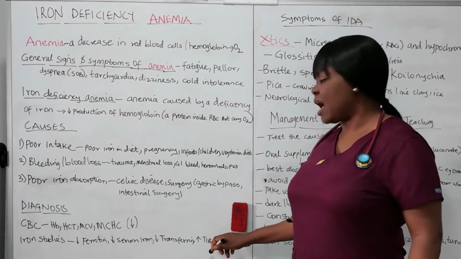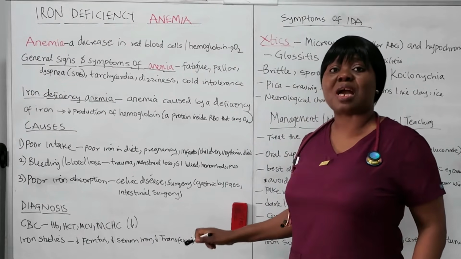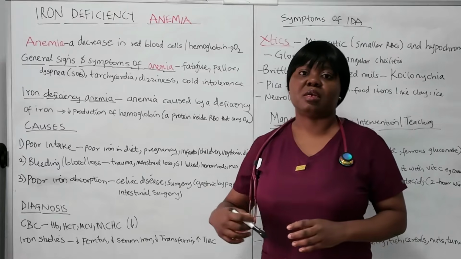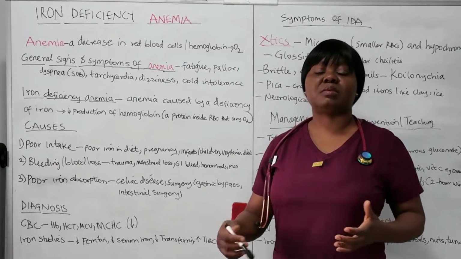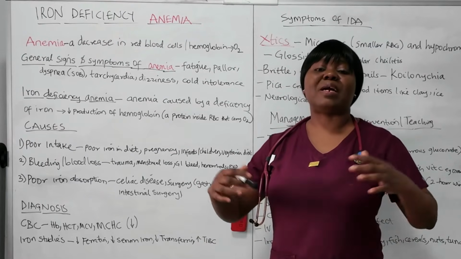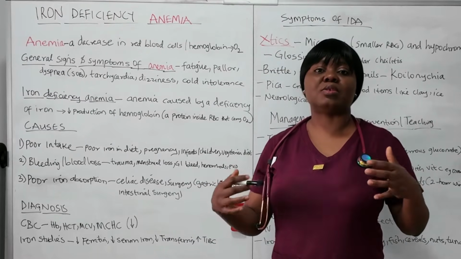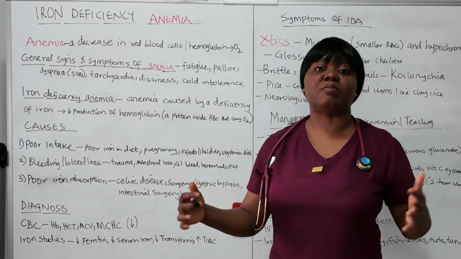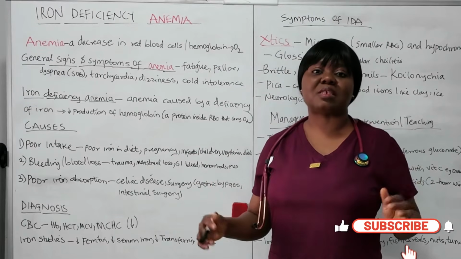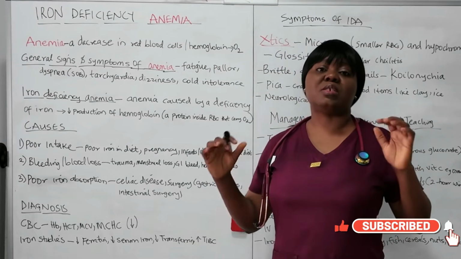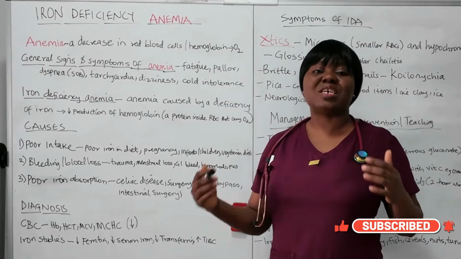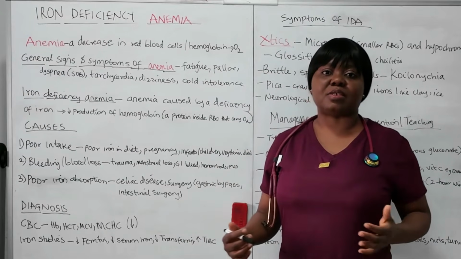Now, the total iron binding capacity, which is what we call TIBC, will be increased. That's because of a compensatory mechanism by the liver to produce more binding sites, like searching for more sites. It's thinking that there's not enough iron, maybe because there are not enough binding sites. So it increases the binding sites, especially for transferrin. When it does that, there's going to be what we call increased total iron binding capacity.